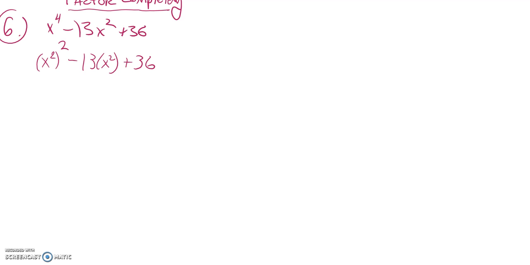So let me think about that. Things that multiply to positive 36 and add to negative 13 are negative 9 and negative 4. So I could factor this into x squared minus 4 times x squared minus 9.